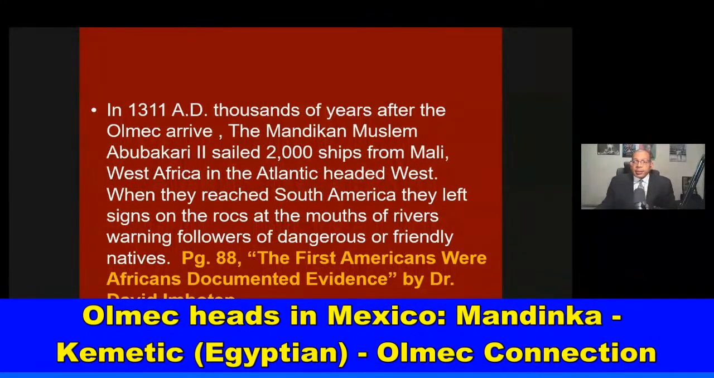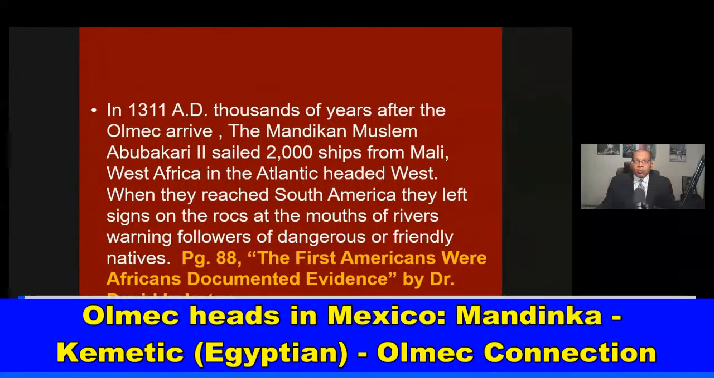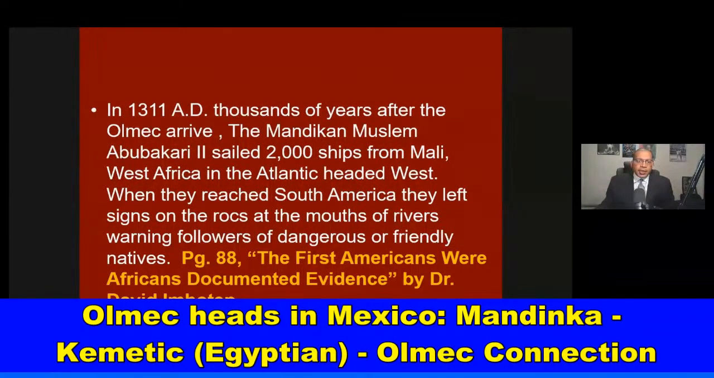Now, in 1311 AD, thousands of years after the Olmec arrived, the Mandinkan Muslim Abu Bakr II sailed 2,000 ships from Mali, West Africa, into the Atlantic, headed west. When they reached South America, they left signs on the rocks at the mouths of rivers, warning followers of dangerous or friendly natives. So Dr. David Imhotep talks about this on page 88 of The First Americans Were Africans, Documented Evidence.